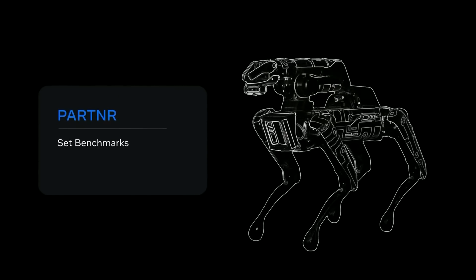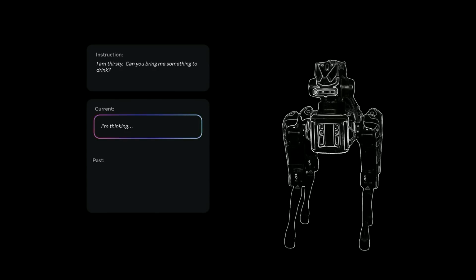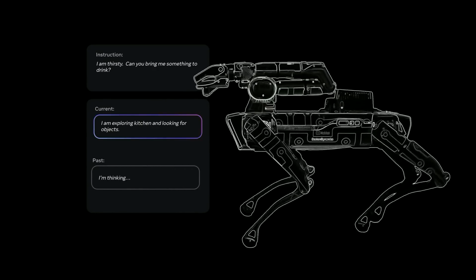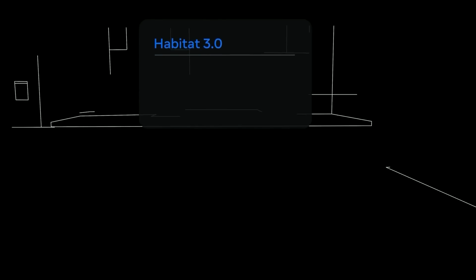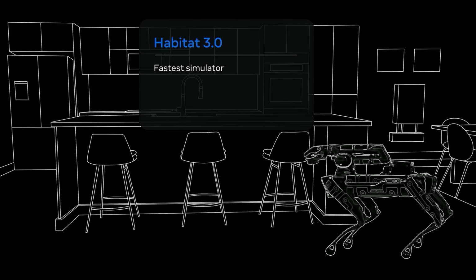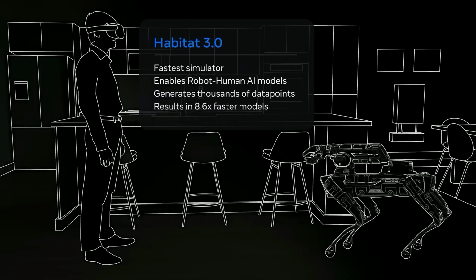The possibilities are endless. We have set benchmarks for everyday tasks and developed a dataset now with over 100,000 natural language instructions. With this dataset, we have trained a large planning model that reasons and plans for everyday tasks in dynamic environments, including in the presence of humans. Our Habitat 3 platform is the fastest simulator for training AI models with robots and humans together. And with our simulation training, we can generate data in the thousands, resulting in models that are faster than state-of-the-art.